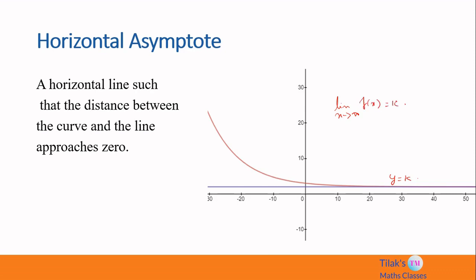So a horizontal asymptote will exist for the curve of any function provided the limit as x tends to plus or minus infinity of f of x is finite.